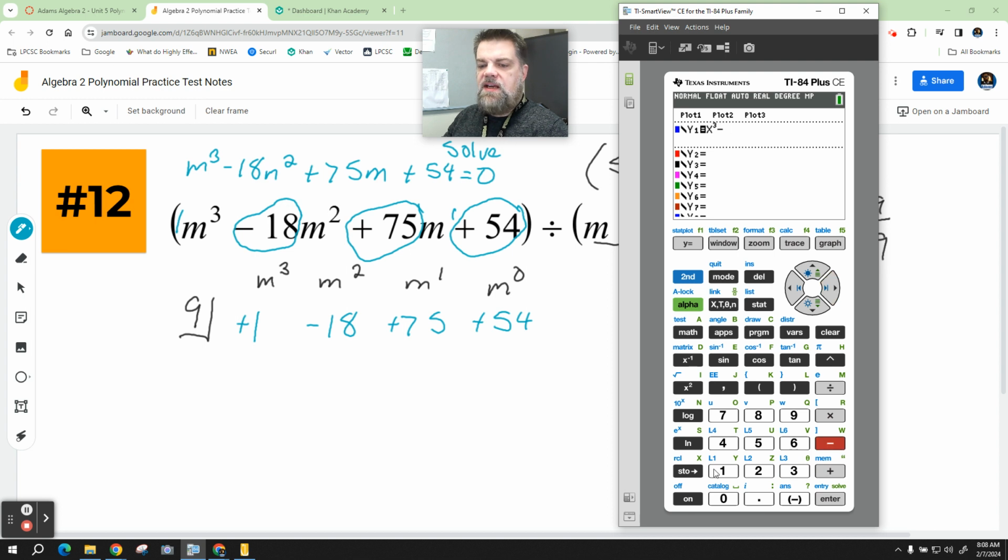Then I'm going to put minus 18. Instead of m, I'm going to put x. Hit the caret symbol again. Do my little 2. Hit the right arrow to get out of there. Then I'm going to say plus 75. But instead of m, I hit x. Plus 54. So you should see something like this on your calculator.